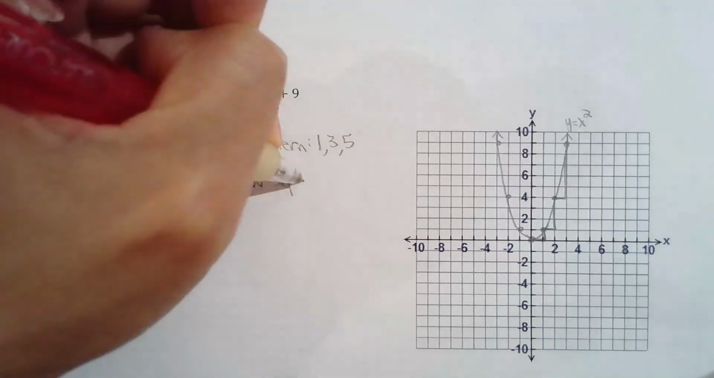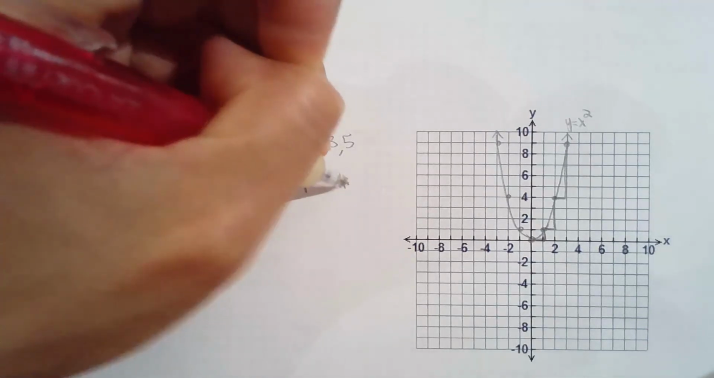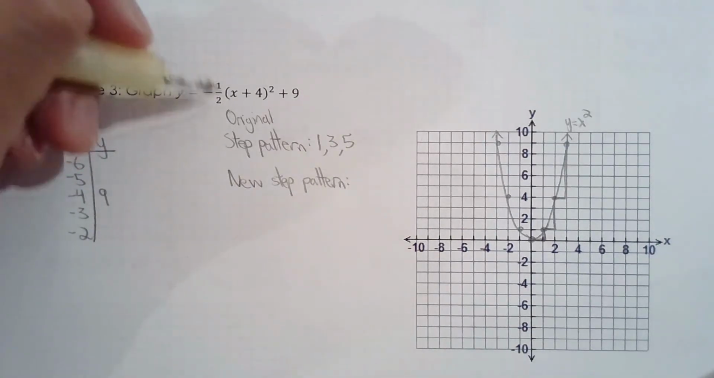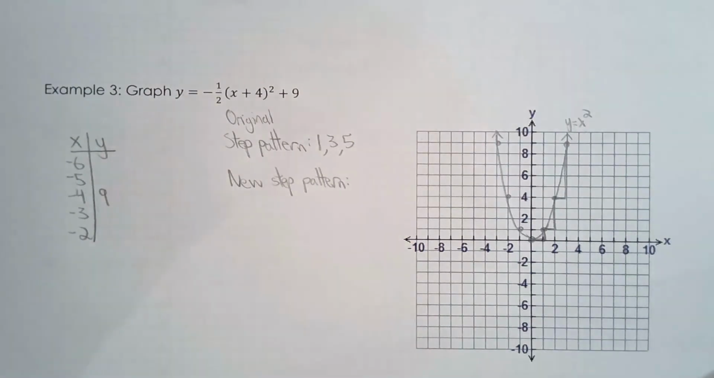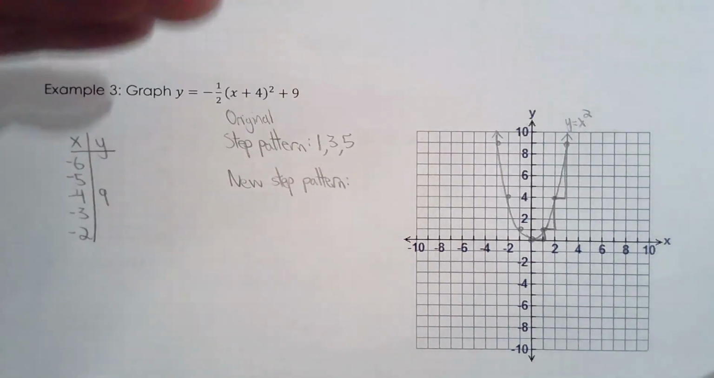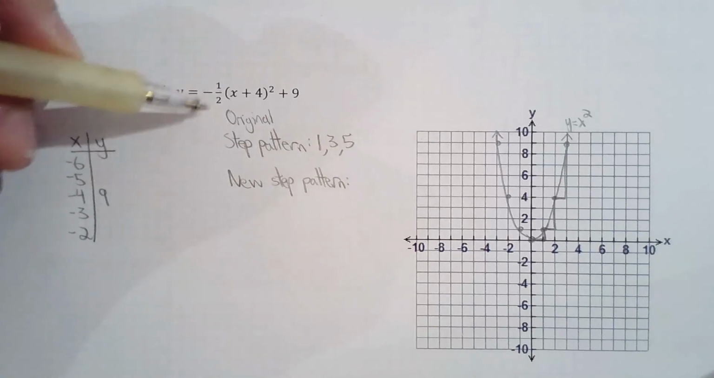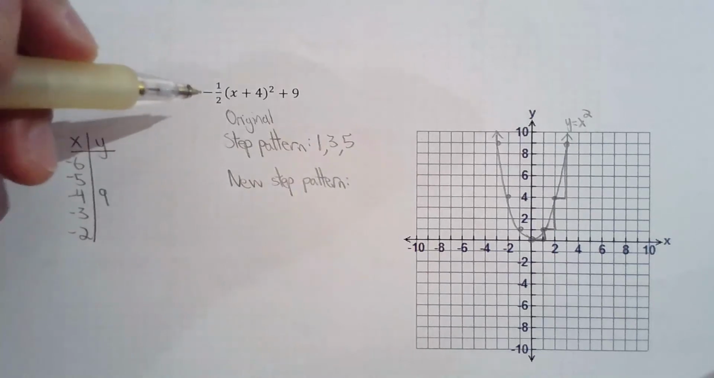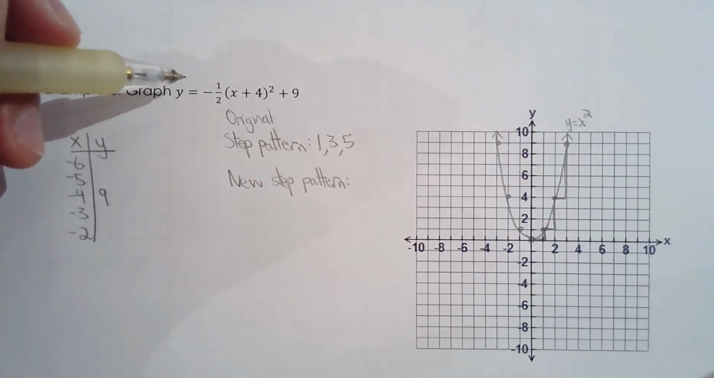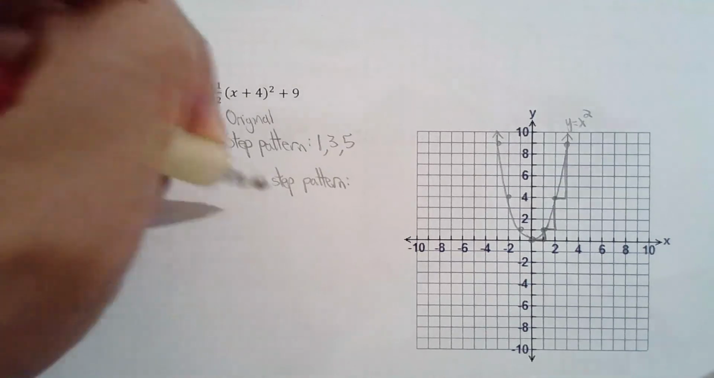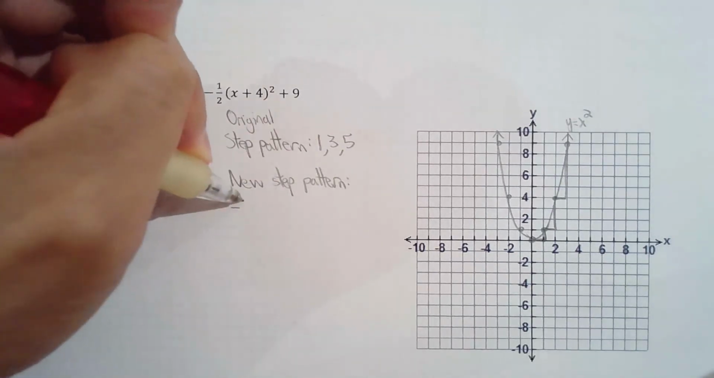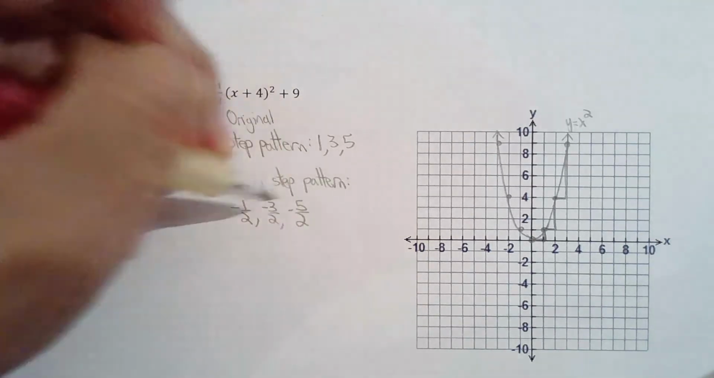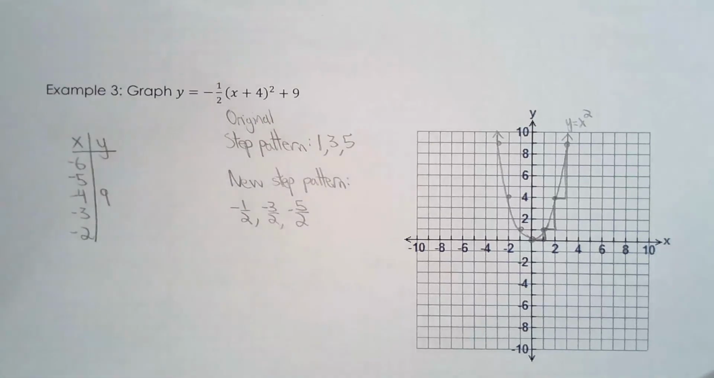Okay, what is a new step pattern? The new step pattern is determined by what your a value is, because this is going to change the size of the step because you're vertically stretching or vertically compressing. Well, in this case, I'm vertically compressing by a factor of 2. So these steps are half the size. And in fact, we're also adding a reflection across the x-axis. So quite a few things are changing. Now it's no longer 1, it'll be -1/2, -3/2, -5/2. To obtain the new step pattern, you just take the original step pattern and multiply it by a.